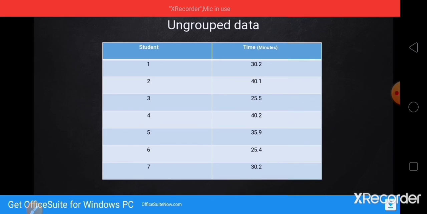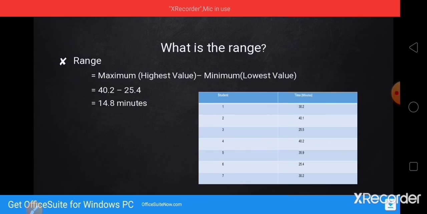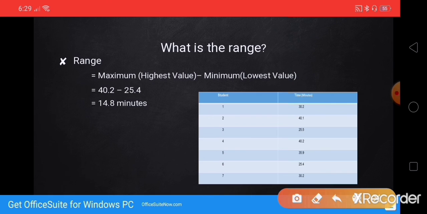This will be the table for our example for ungrouped data. What is the range? You need to find the highest value and the lowest value. To identify it, you need to see in the table that the highest value is 40.2 and the lowest value is 25.4. Therefore, 40.2 minus 25.4 results to 14.8 minutes, and that is the range.